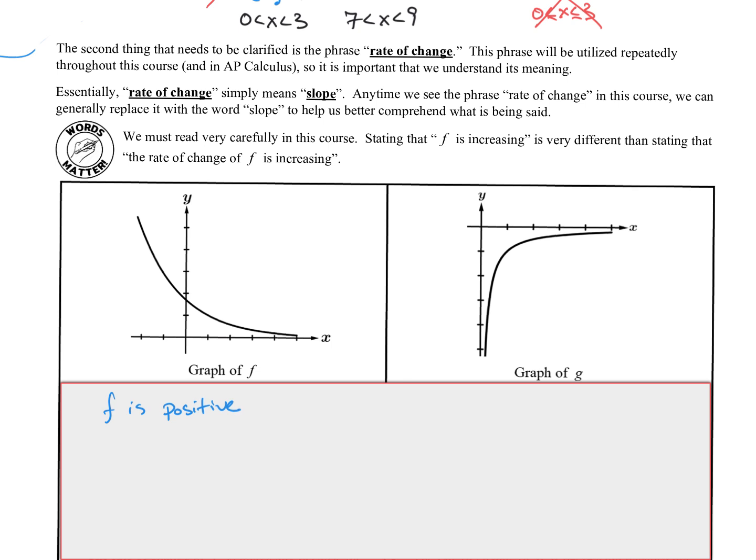Because it's above the x-axis. My y values are positive. Love it. All right. And is F increasing or decreasing, Campbell? Decreasing. Tell me why. It's going down. All right.